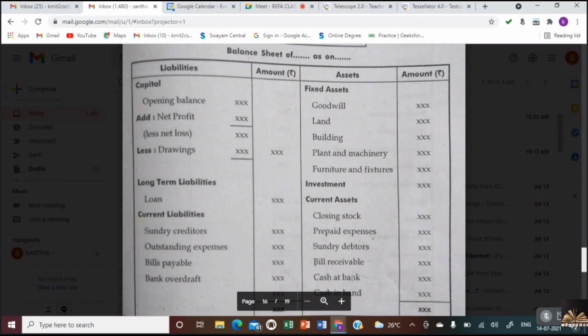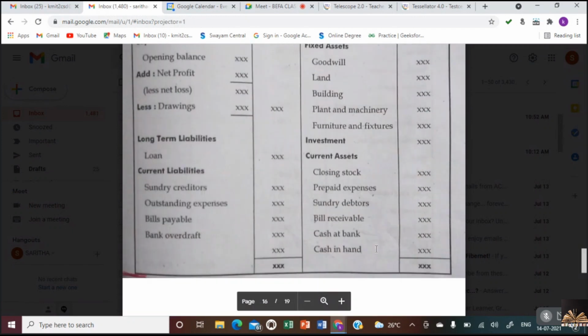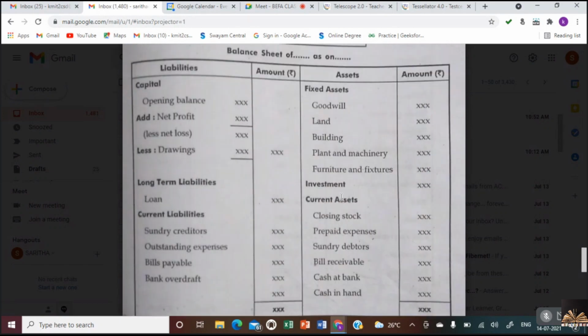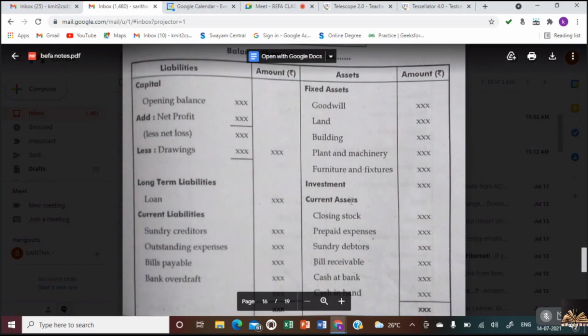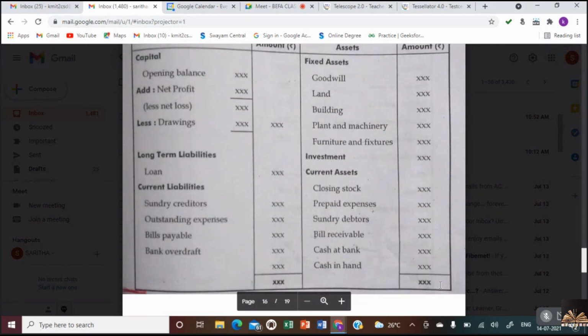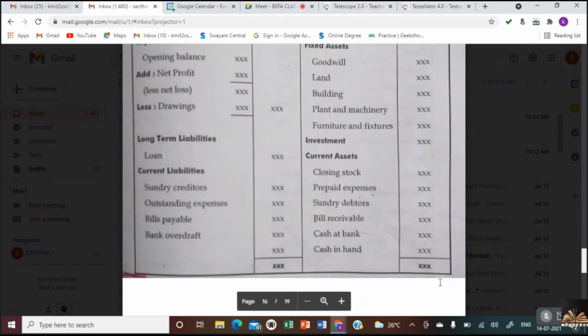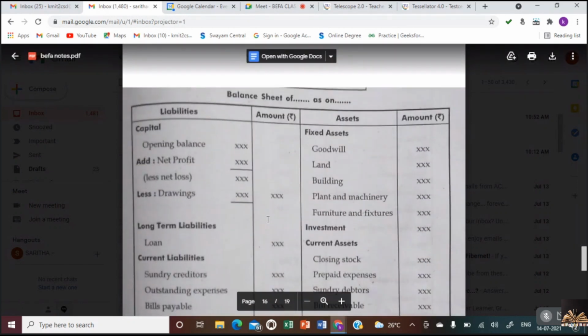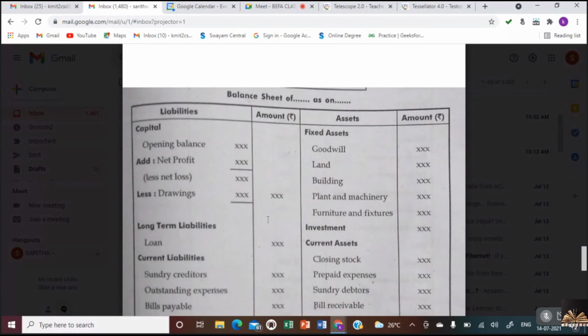Cash at bank, cash in hand. So these all come under current assets. Building, furniture, everything you have to take. And here the total of the asset side should always be equal to the total of the liability side. Is it clear now? This is the end of the final accounts.